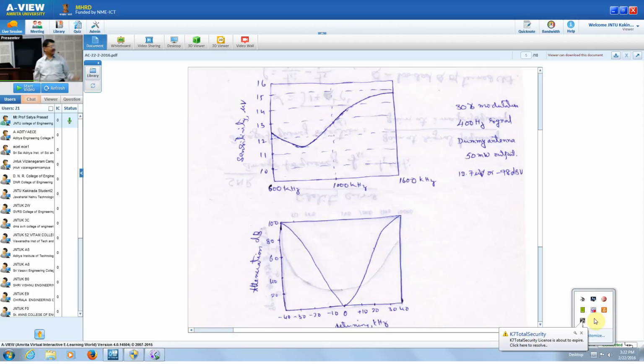The other one that is said is selectivity. Adjacent channel rejection that we are going to have. Again, we define the selectivity as the ability of your receiver to reject the signal or unwanted channel. The ability of the receiver to reject unwanted signals.